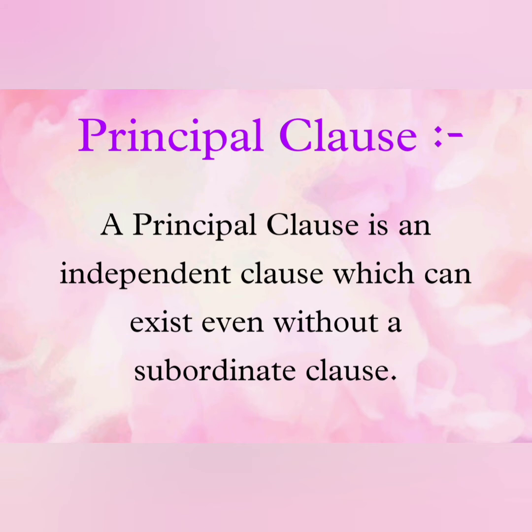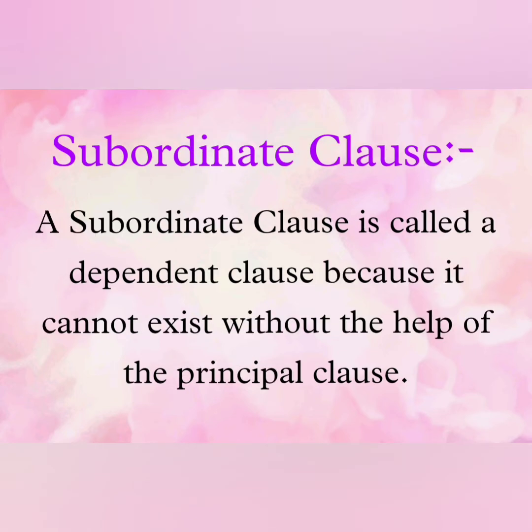So once again, a principal clause जिसको हम independent clause भी कहते हैं, as you can understand from the word independent, इसको अपने meaning को complete करने के लिए subordinate clause की ज़रूरत नहीं है because it carries its meaning, full meaning in itself. That is called the principal clause और इसको हम कहते हैं main clause भी, and it can exist without a subordinate clause. Next is the subordinate clause. A subordinate clause is called a dependent clause.